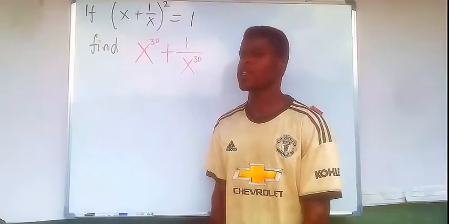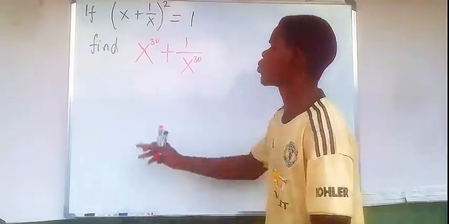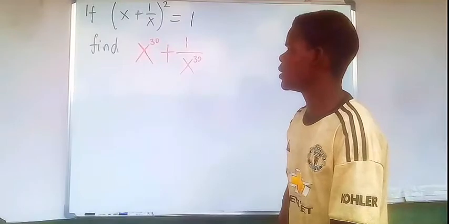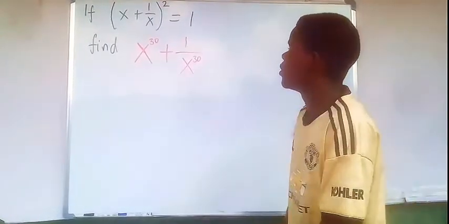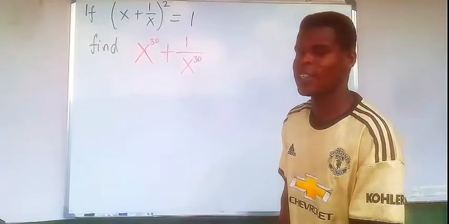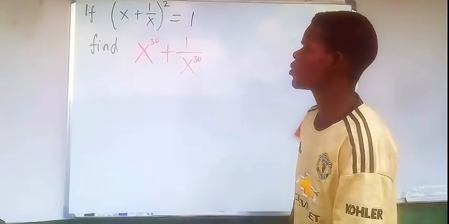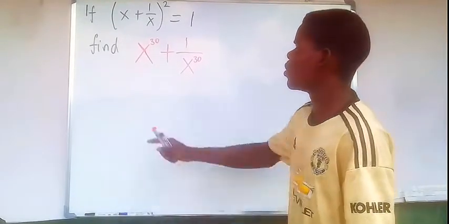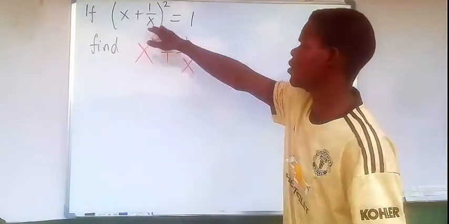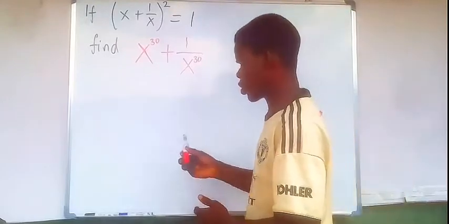(x + 1/x)² is equal to 1, and we should find x^30 + 1/x^30. This is too much for you, right? Yes, but let's just try with some of our quadratic solutions. So we are given that this is equal to 1. We can make something out of that.